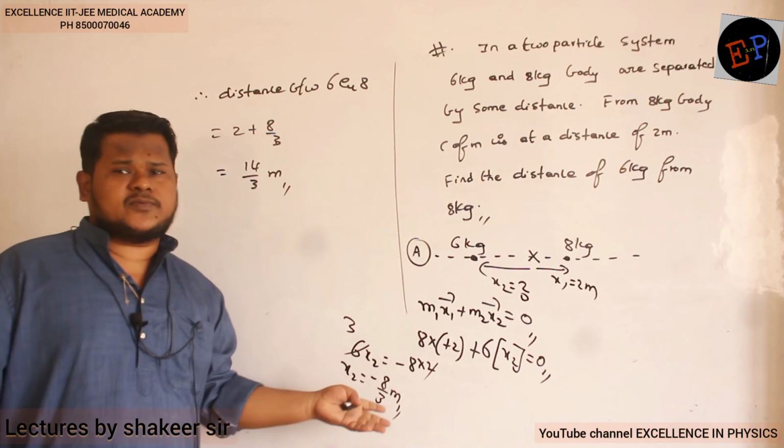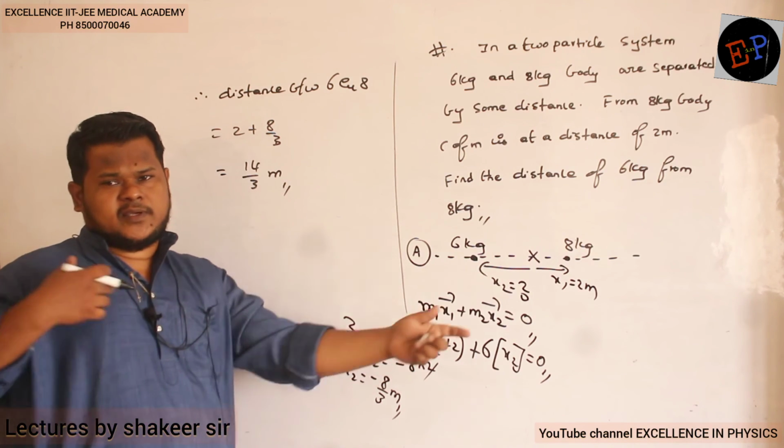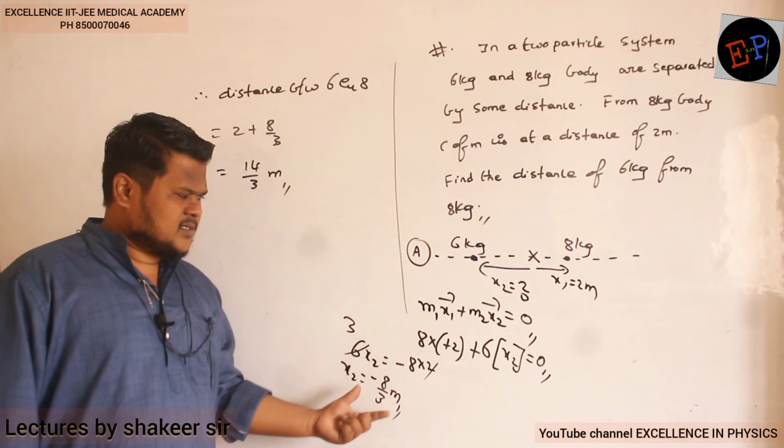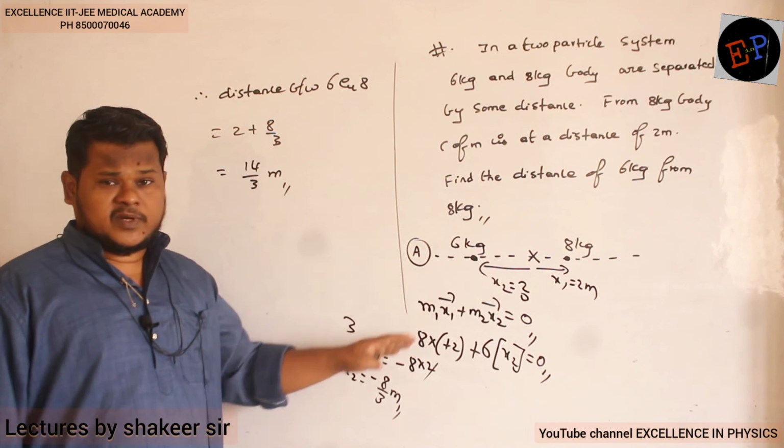The general method you can also use: X center of mass is equal to m1 x1 plus m2 x2 divided by m1 plus m2. It will take a long time. Just use the concept of mass moments. This is solving with the help of the vector method.